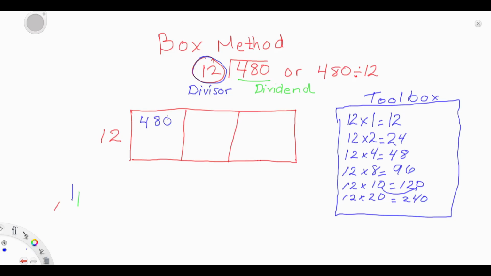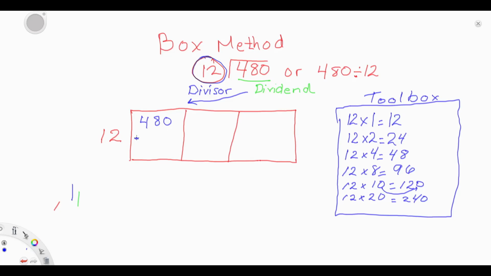480. I'm going to start with my dividend. All right? Always start with your dividend in the first box. Now I'm going to use the toolbox to help me work this out. Keep in mind, division is repeated subtraction. Again, division is repeated subtraction. And that's what the box method is, essentially. Repeated subtraction. So I'm going to start subtracting.